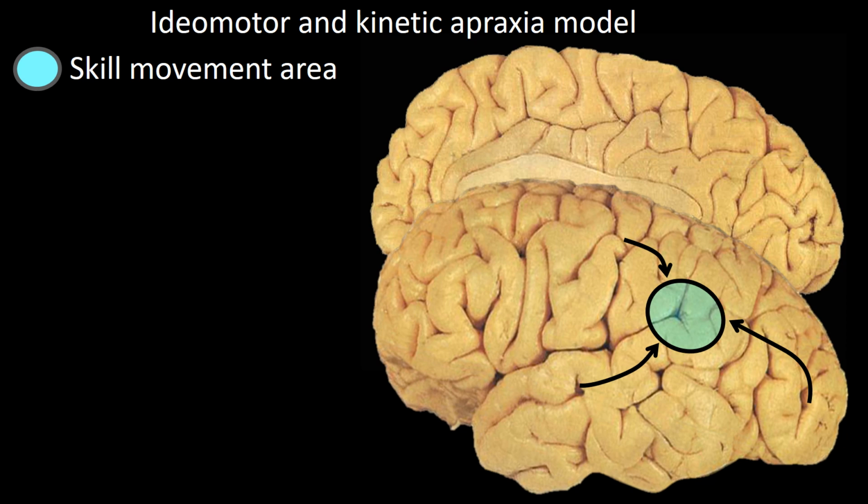This is the area of skill movements. Notice that as for language, the left hemisphere is dominant. So let's say that a person has to learn how to use a toothbrush. If you tell them to mimic using a toothbrush, the information would reach the skill movement area by the route indicated by the arrow, that is from the Wernicke's area.